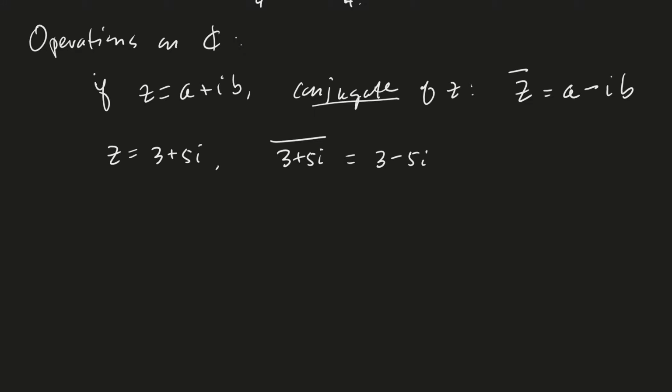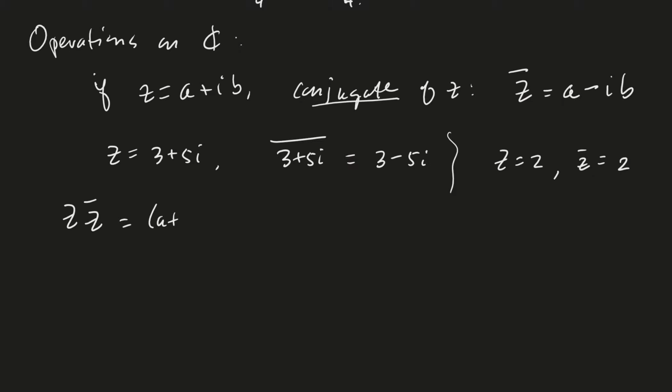Good. If z is equal to 2, what is z bar? Did you guess? Is it 2? You're right. If you guess that, you are correct. So the conjugate of a real number is itself. Good. Now, what happens if we take z times z bar?